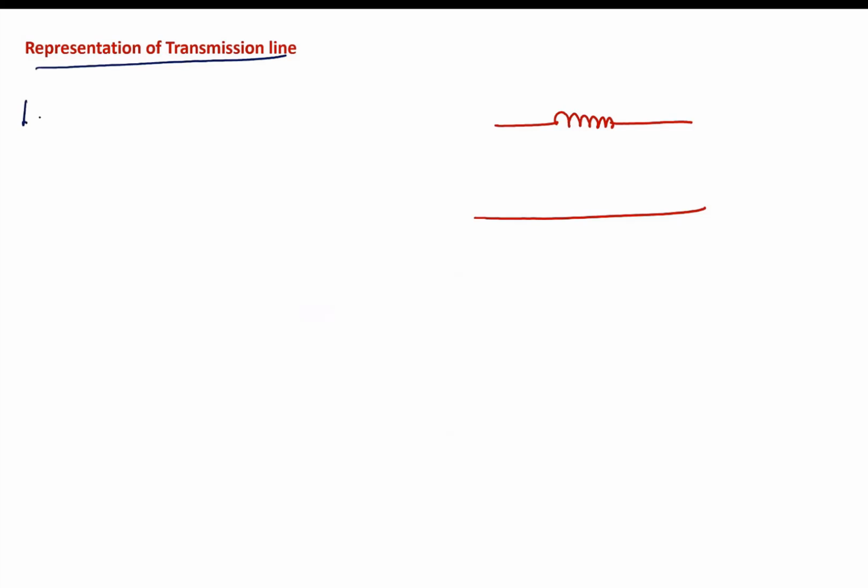It is the line to line RMS voltage of the transmission line. So, transmission line voltage.